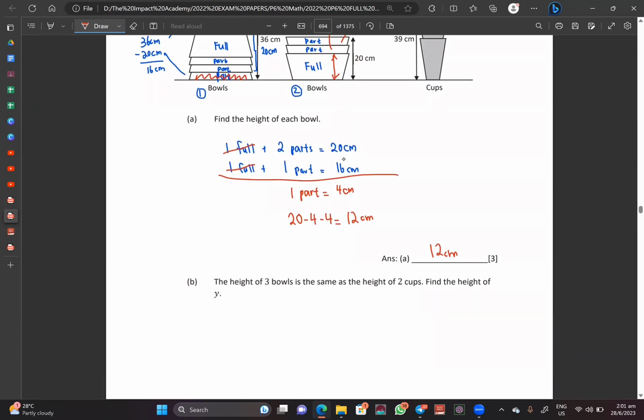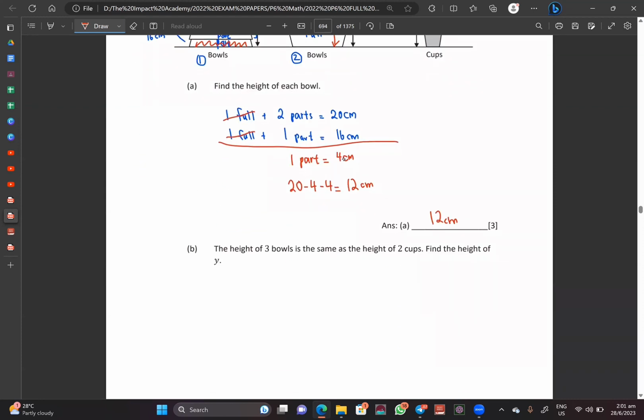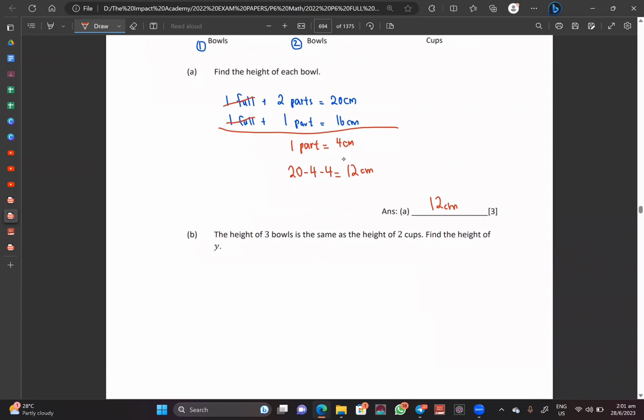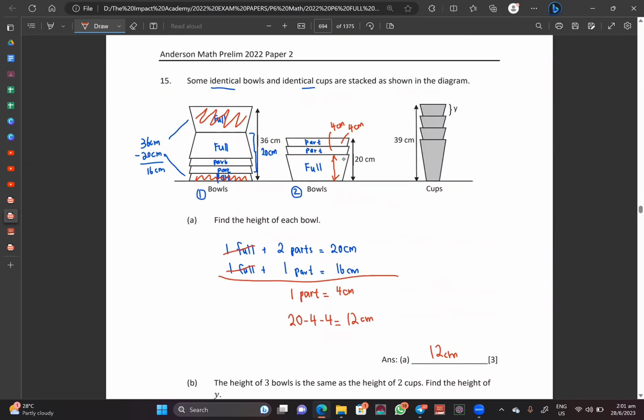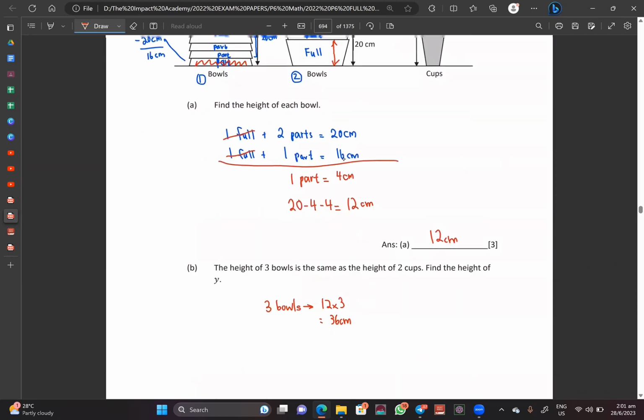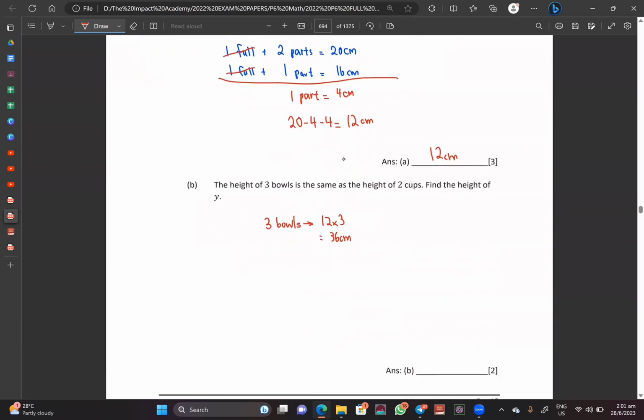Now, once I'm done with this, I can move on to B. In B, they say that the height of three bowls, so three bowls. Since I know that one bowl is 12, I'm going to do 12 times 3, and I get 36 centimeters. So that is the height of three bowls, and they say that it is the same as the height of two cups. We do not have it here in the diagram, but we can say that it has the same height as two cups. So I'm going to write down that two cups is equal to 36 centimeters as well.